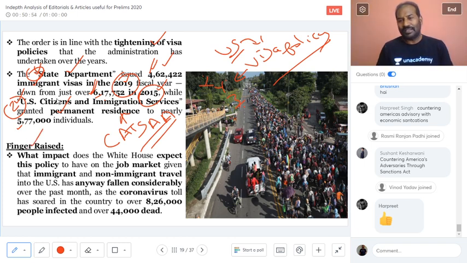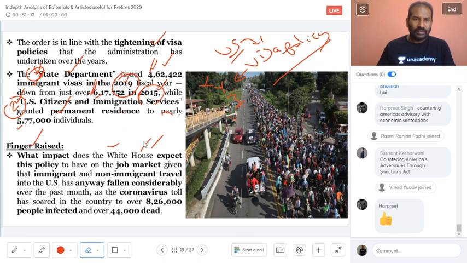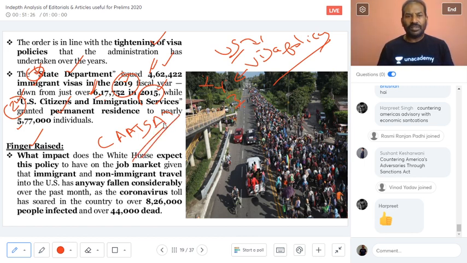And now we will look at the fingers raised, countering American adversaries through the Sanctions Act by America. So fingers raised is now.